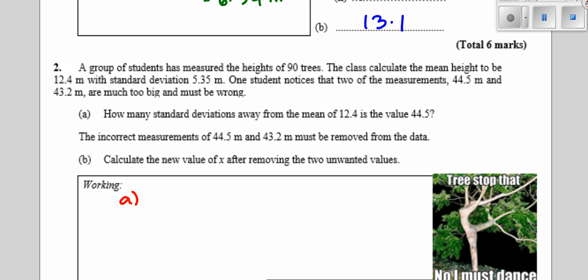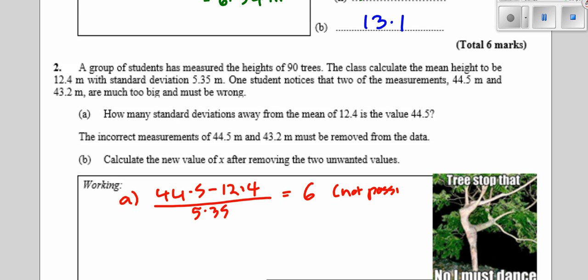So you work out the difference between them, 44.5 minus 12.4, and then divide by the 5.35 deviation. Did you get 6 exactly? Okay, 6. So not possible for a normal distribution. That's why they said no, this is no good. So we can write in the answer 6 for that one.